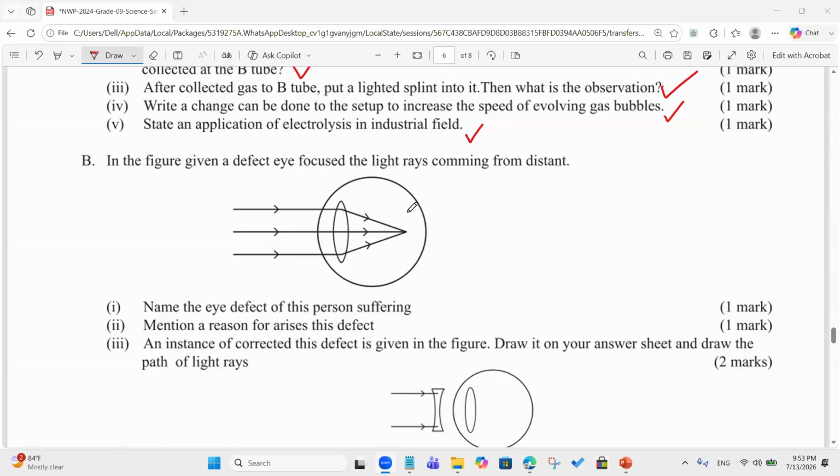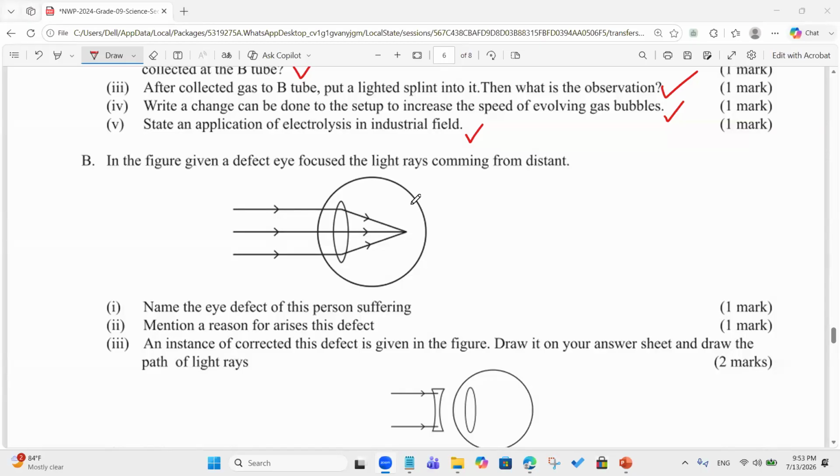This eyeball is long, not short, right? I mean a long eyeball. And when you are looking at a faraway object, what should happen to the curvature of the eye lens? It should decrease, right? The curvature should decrease, but inability to decrease the curvature is another reason for this defect. You can write one of those.